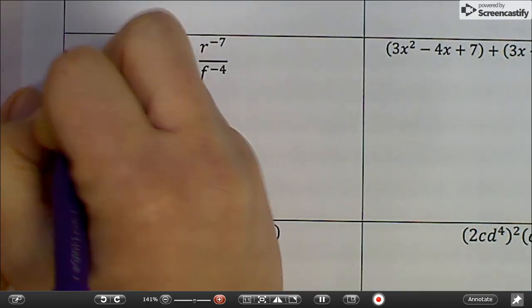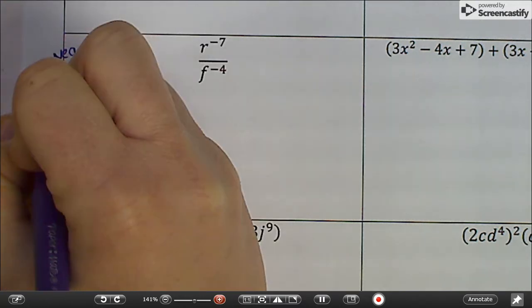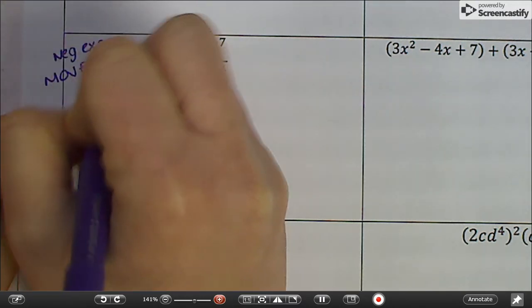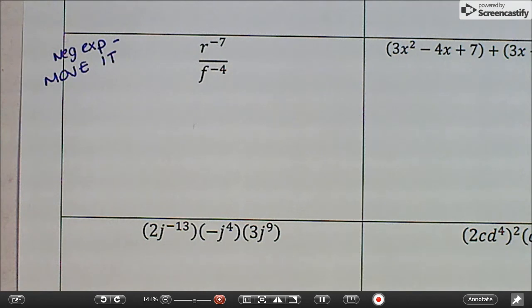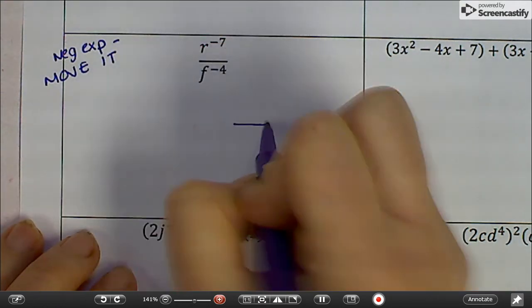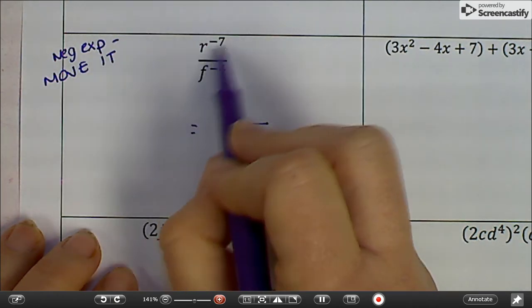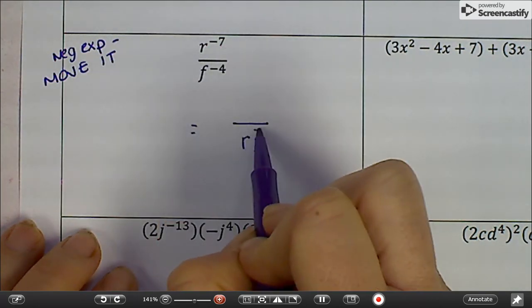Negative exponents, remember, means move. Okay, we need to move it. If we have a negative exponent in the numerator on top, we need to move it to the denominator. If we have a negative exponent in the denominator, the bottom, we need to move it to the top. So if we look at our problem, we have a negative exponent here for our r. That means, since it's on top, it needs to move to the bottom. And now it's positive.